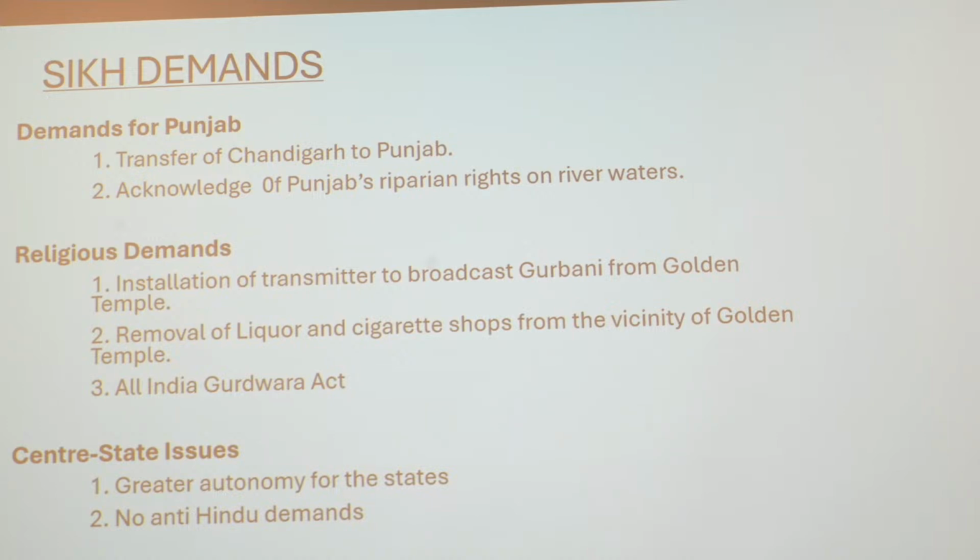So Sikhs were demanding. What were the Sikhs' demands? Very simple. Sikh demands had nothing to do with anti-India, anti-Hinduism. All they were asking for was transfer of Chandigarh to Punjab, which was a part of the 1966 Punjabi Suba Agreement, and acknowledgement of Punjab's riparian rights to river water. So there was nothing seditious here.